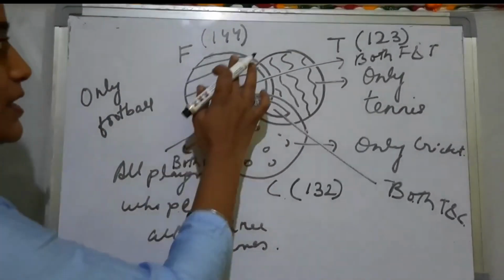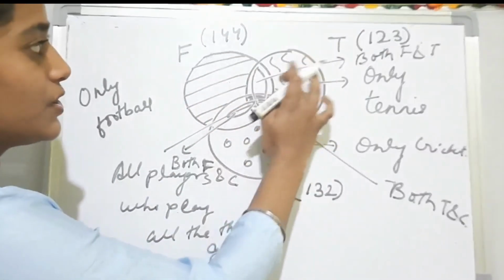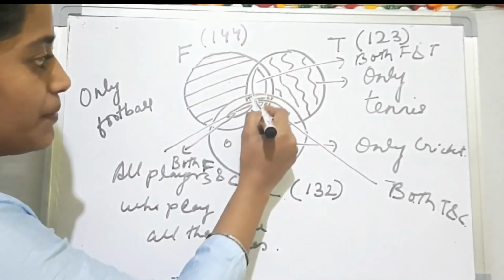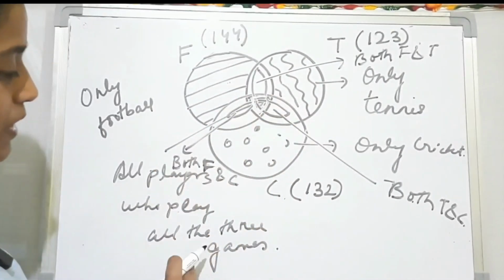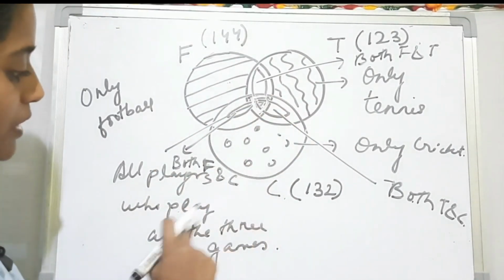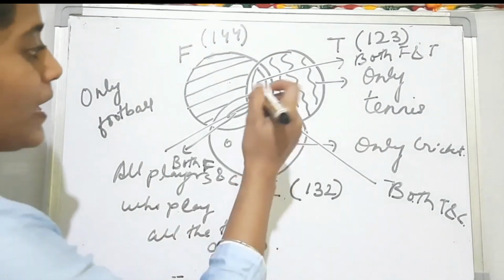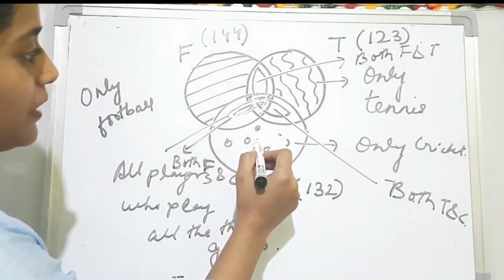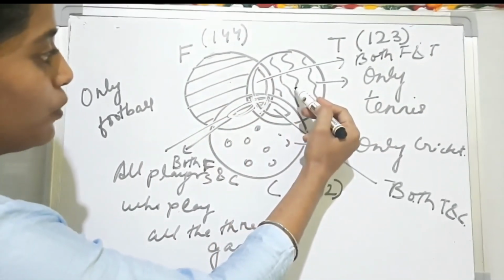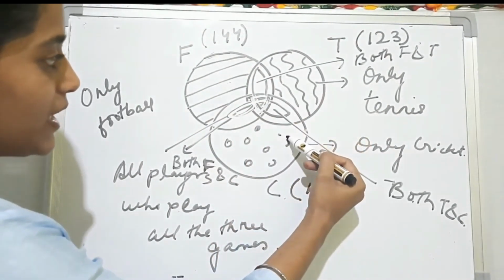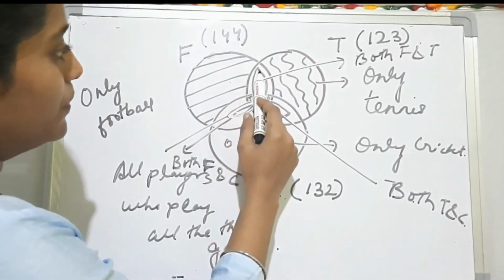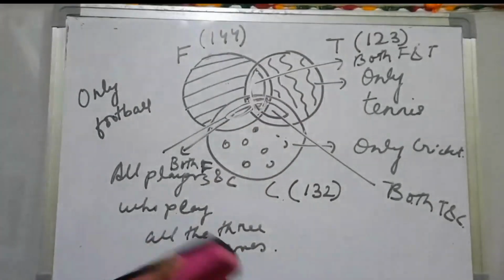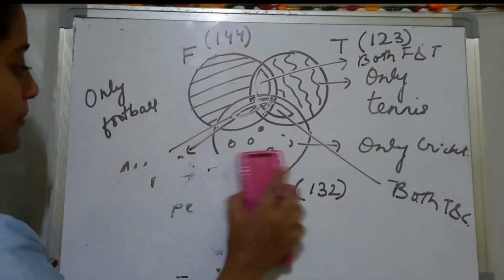So this is only football, this is only tennis, this is only cricket, and this shaded part is all three: players who play all the three games. And this is the players who play both football and cricket. This is the players who play both tennis and cricket. And this is the players who play both football and tennis. Now let's begin the solution to the question.